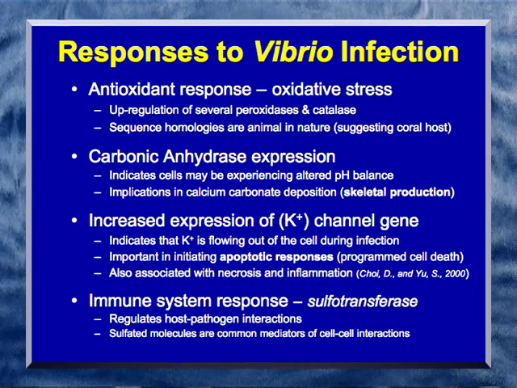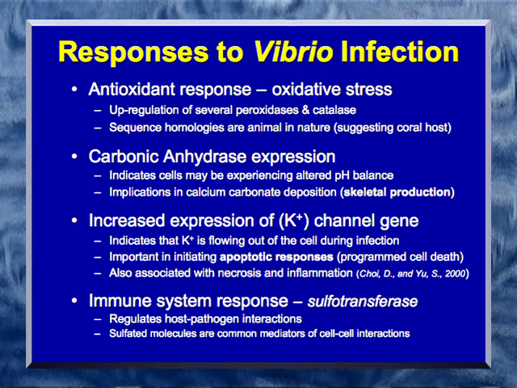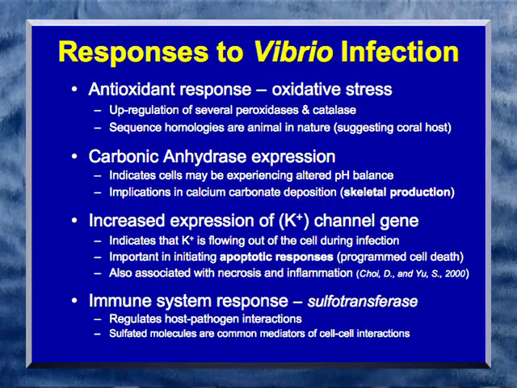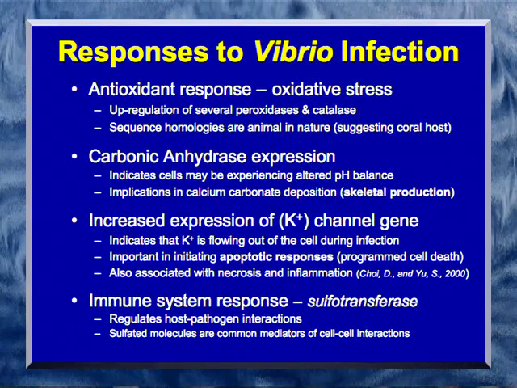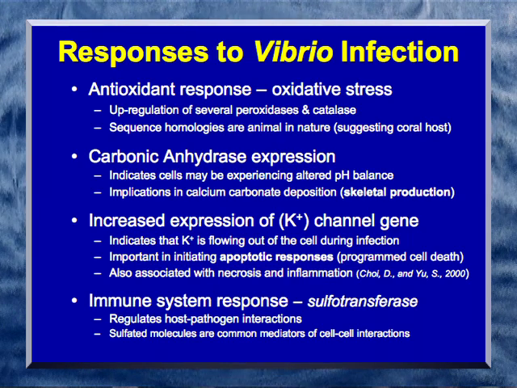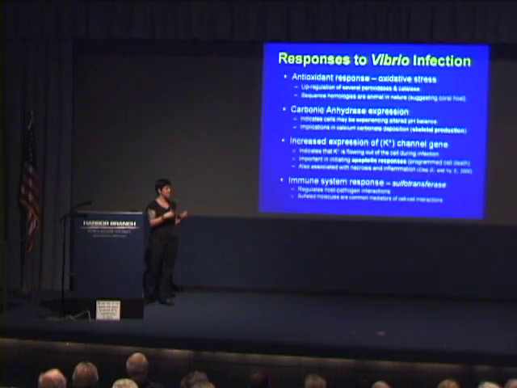In addition, there was an increased expression of potassium channel genes, and this is important because it is a protein that's involved in initiating the apoptotic response, which is programmed cell death, as I mentioned. And it's also associated with necrosis and inflammation. And finally, an immune system response was observed in the elevated expression of sulfotransferase, which is a very important cell signaling protein that regulates host pathogen interactions. So you're seeing some sort of communication going on there regarding invaders or attackers.